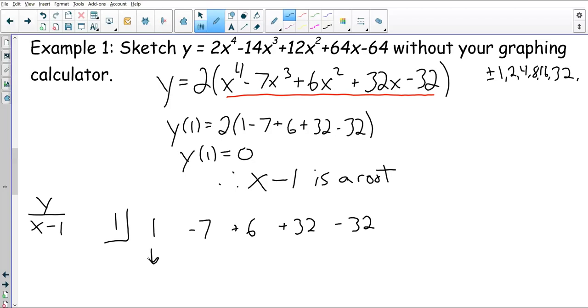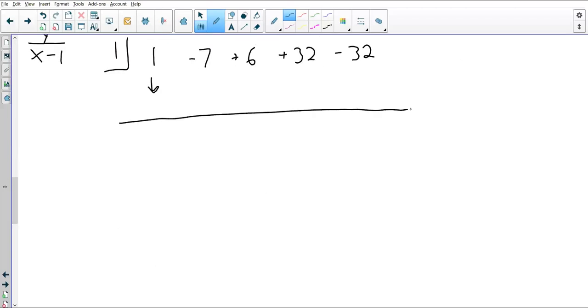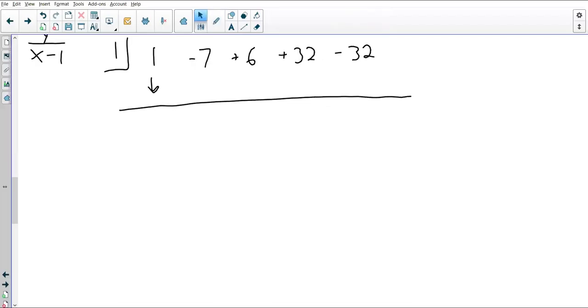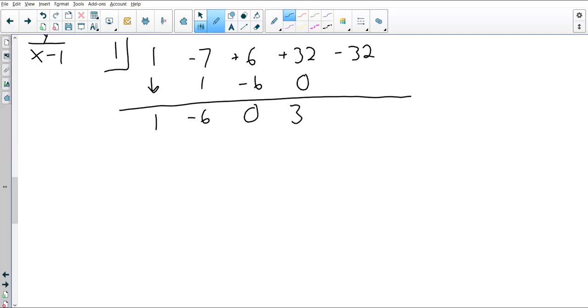Now, our built-in check along the way here is that if I do this correctly, I know, because this point should be a root, that I should have a remainder of 0. Okay, so I multiply 1 by 1. Negative 7 plus 1 gives me negative 6. Multiply through, that gives me a negative 6. Add those together, it gives me a 0. That gives me a 32. 32 times 1 is 32. And look at that, we can see that our remainder is 0.